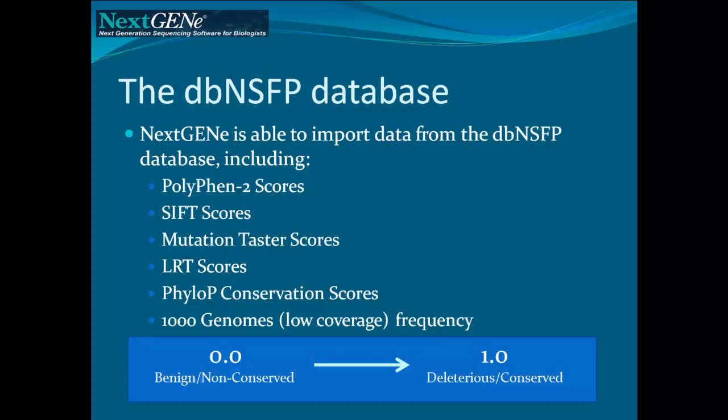NextGENE is now able to import data from the dbNSFP database. Specifically, it imports 5 different scores and the 1,000 genomes frequency. In the dbNSFP database, all of the scores are adjusted to range from a benign or non-conserved score of 0 to a deleterious or conserved score of 1. All of the scores also have classifications, for instance, probably damaging, possibly damaging, or benign.